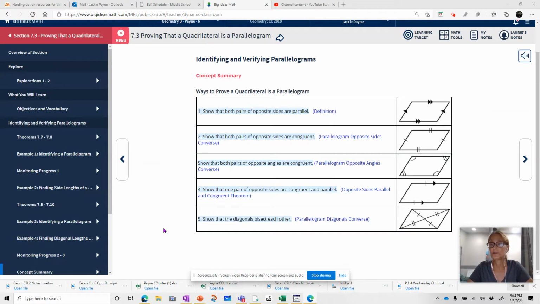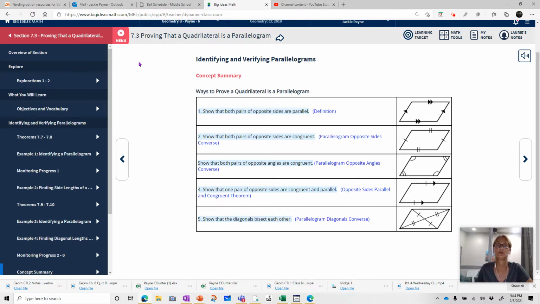Hello, geometry scholars. We are up to 7.3, and this is another chunky subject. We have another 4 theorems, plus this concept summary that I'm going to start with right here, right at the beginning of the section. You could pause it.